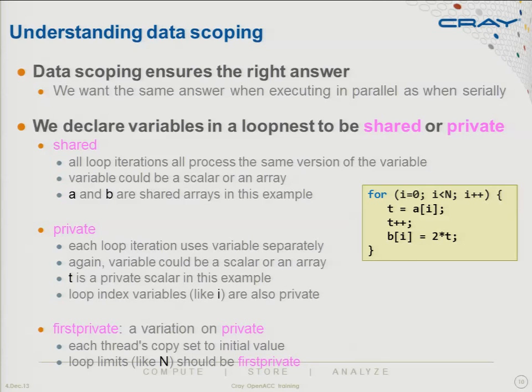Firstprivate, well, that's slightly different. It means that when I come into the loop nest, let's say T had been set to T equals 0 up here. When we get in here, everybody has their own copy of T, but they all start with the same value. And that's called firstprivate. Loop limits should be firstprivate. They could be shared, but so that's what happens in OpenMP. You've got this concept of shared and private.